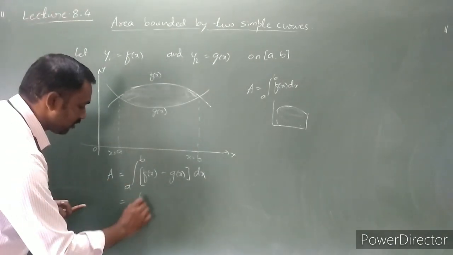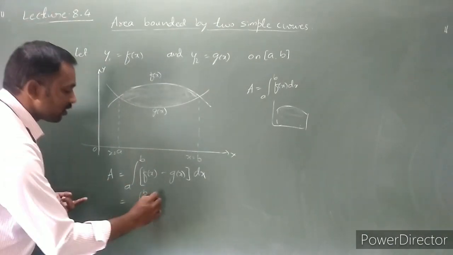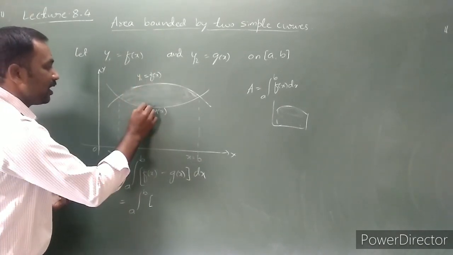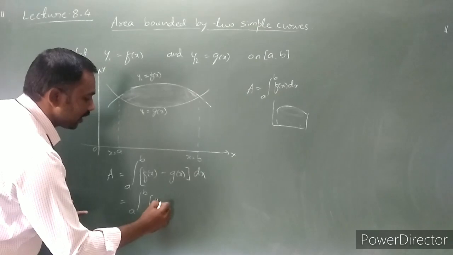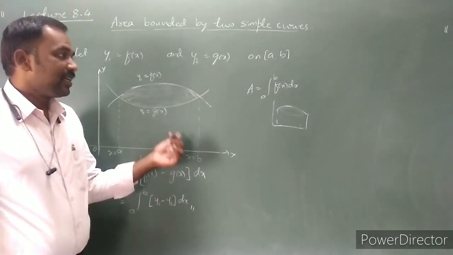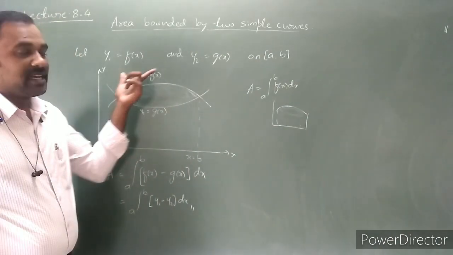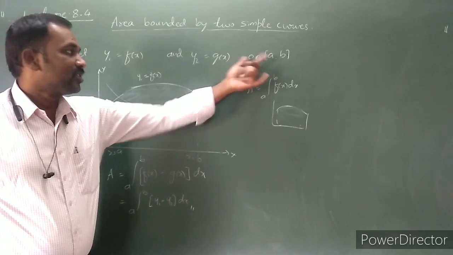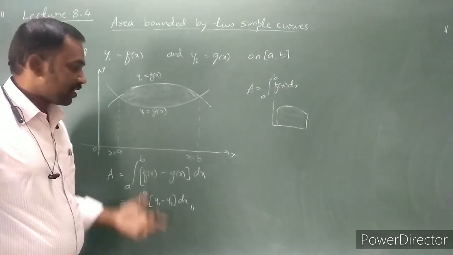Instead of writing this one, you can write it in this manner: integral from a to b of (y1 minus y2) dx, where this is considered as y1 and this is considered as y2. This is the required area. We are going to get the area bounded by the two curves on the closed interval a to b. Are you clear?